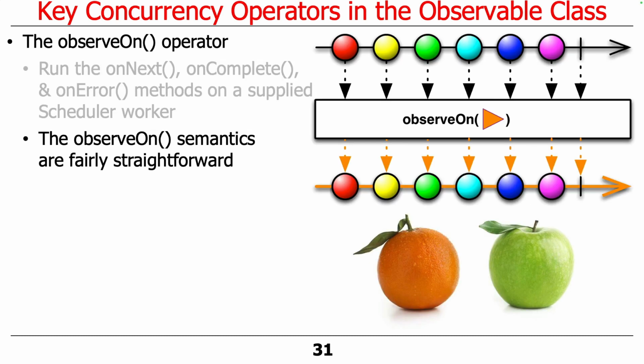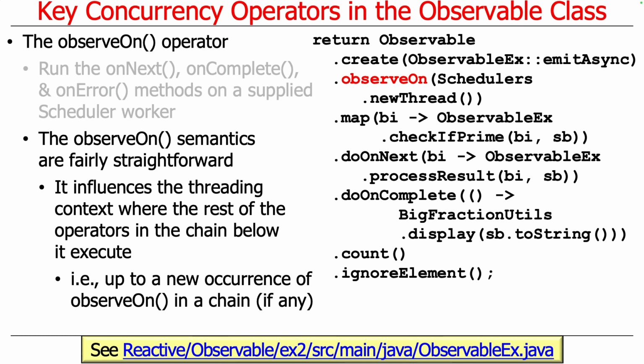And in particular, its semantics are more straightforward. It influences the threading context where the rest of the operators in the chain below it can execute. So in this particular case, what you see here is we're saying we want to start emitting something in some background context using create. And then henceforward, wherever this thing was executing before, we're now going to have it execute on a new thread of control, and it will go here and check to see if these numbers are prime and so on and so forth.